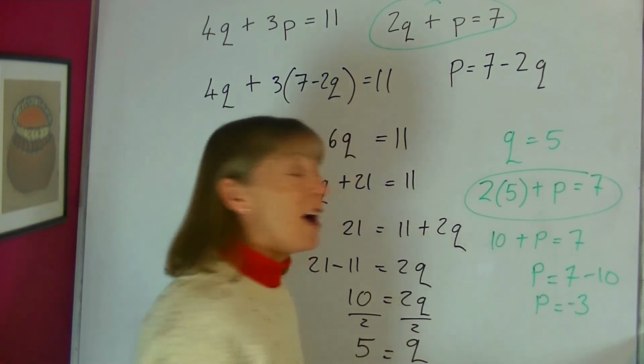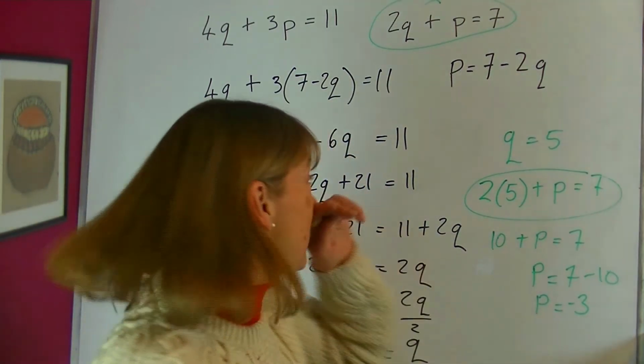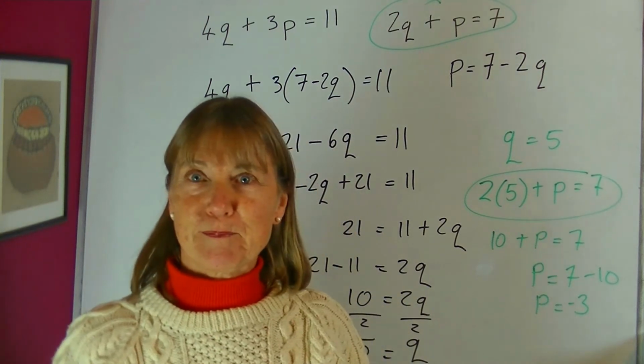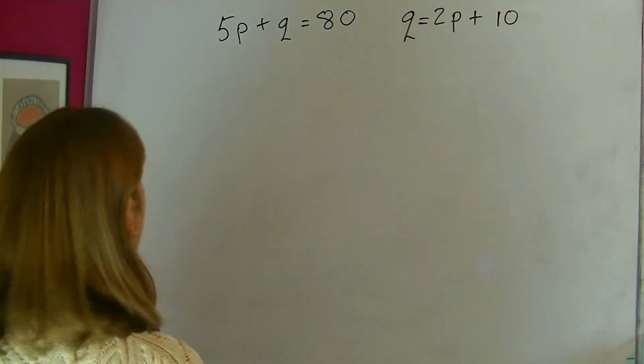And here's my other solution. So my pair of solutions is q equals 5, p equals minus 3. So let's look at another one.